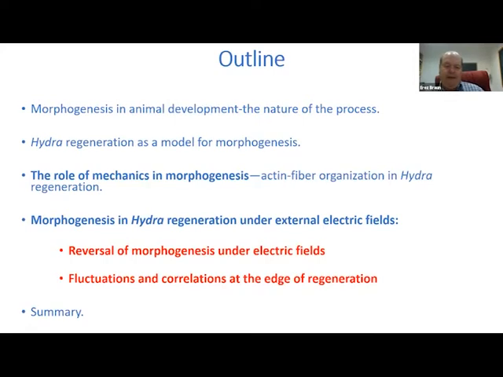And then I'll go on after this and show that we can study fluctuation and correlations, since we can halt regeneration at a point by applying an external electric field. We can start to study fluctuations and correlations at the edge of regeneration, which is an approach similar to what we'd like to do in phase transitions. And then I'll summarize.